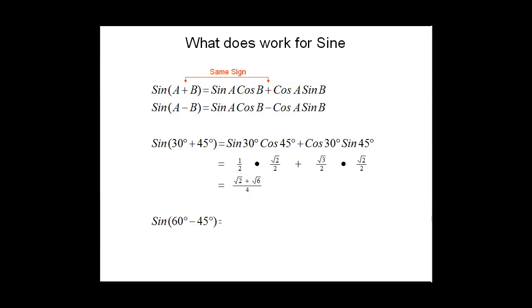Okay, another example. Suppose you have sine of 60 minus 45. Again, it's going to be sine, cosine, and then cosine and sine. So it's going to be sine of the first one, 60, cosine of the second one, 45. Minus, because we have a minus in the middle, cosine of 60, sine of 45. Then you convert these. Sine of 60 is square root of 3 over 2. Cosine of 45 is square root of 2 over 2. Cosine of 60 is 1/2. Sine of 45 is square root of 2 over 2. When you multiply these, you get square root of 6 minus the square root of 2, and the bottoms are both 4. So that's what works with sine.